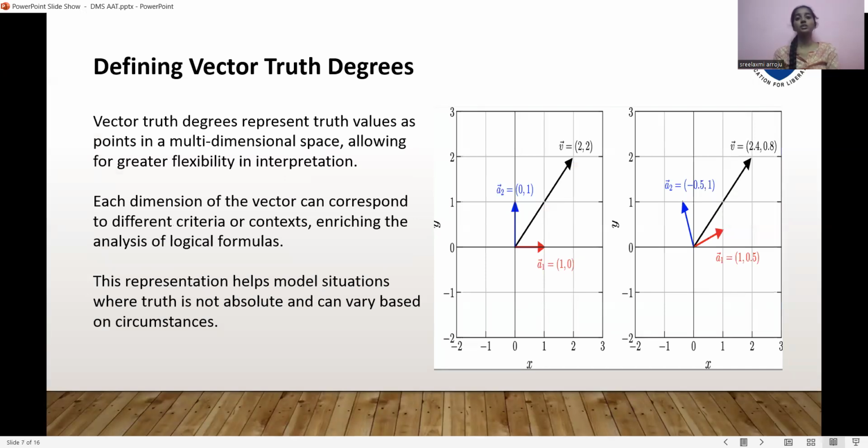Defining vector truth degrees. Vector truth degrees represent truth values as points in multi-dimensional space, allowing for further flexibility in interpretation. Each dimension of the vector can correspond to different criteria or context, enriching the analysis of logical formulas. This representation helps model situations where truth is not absolute and can vary based on circumstances.